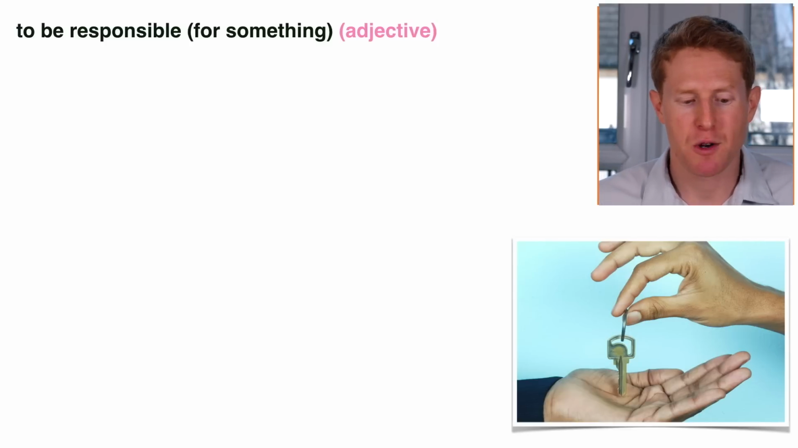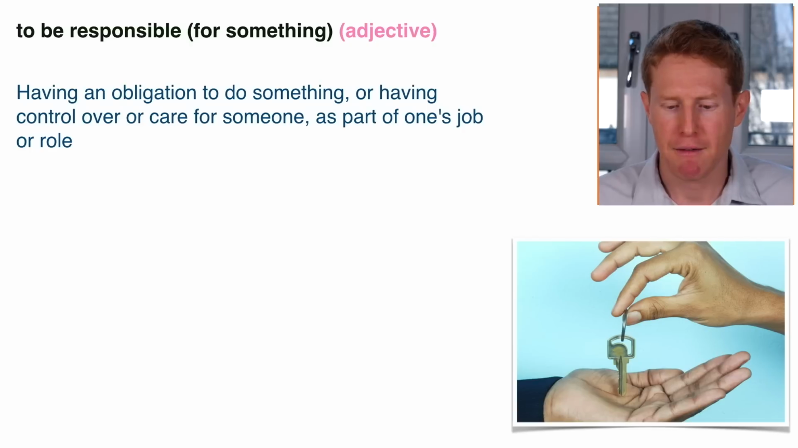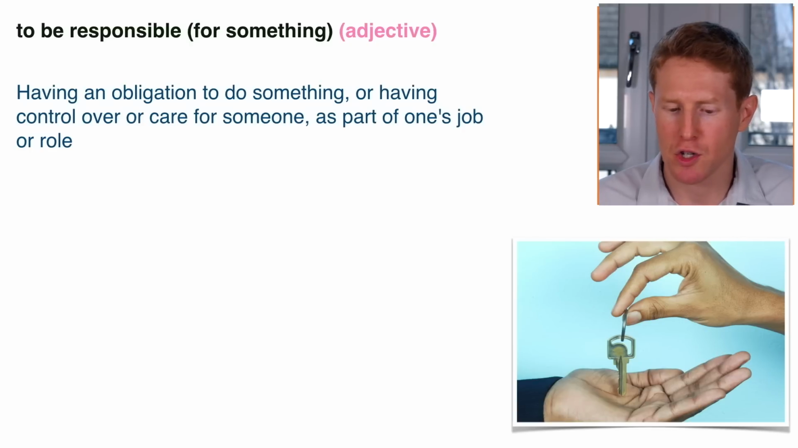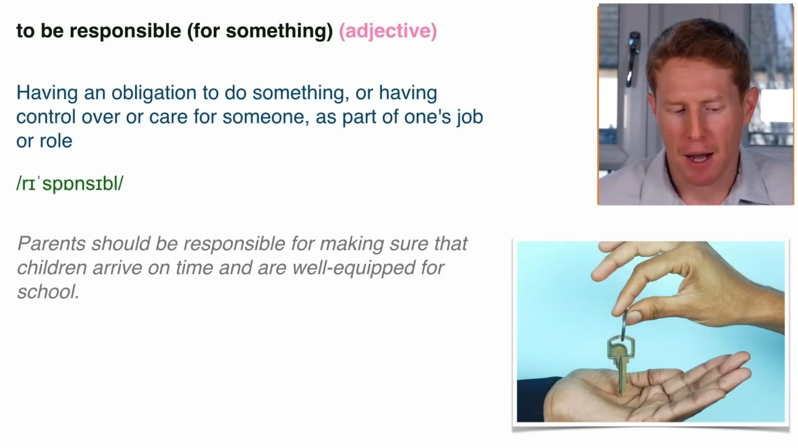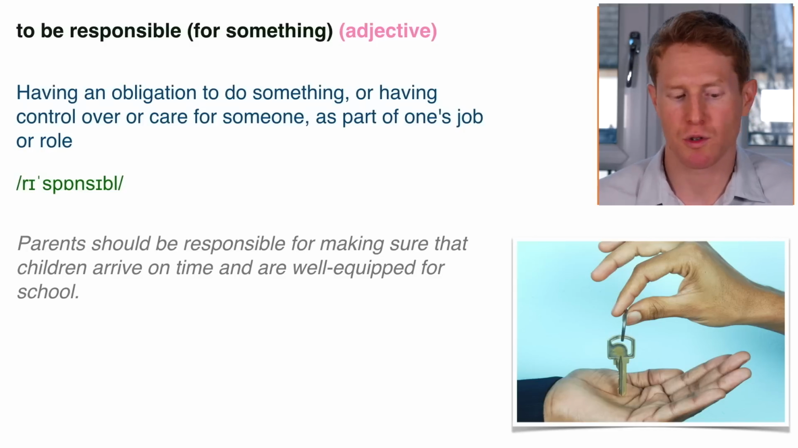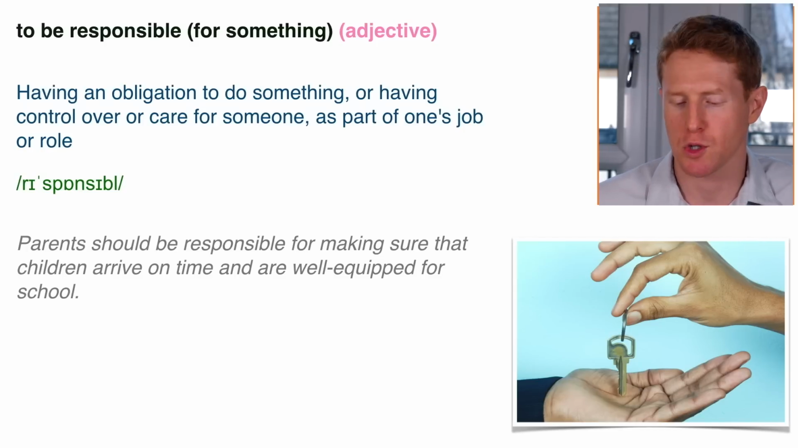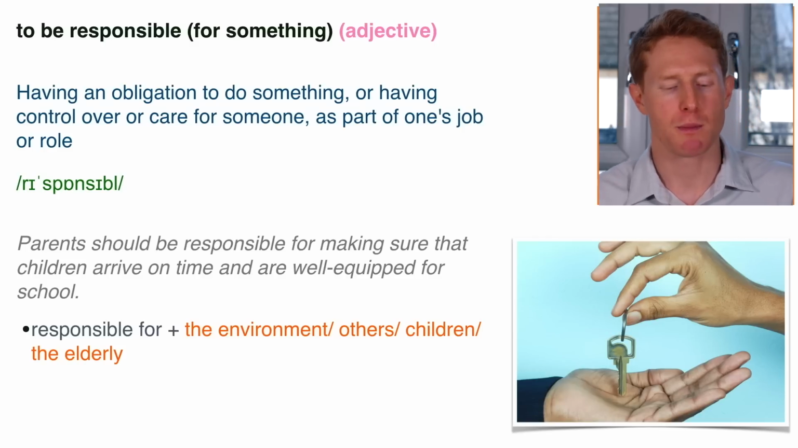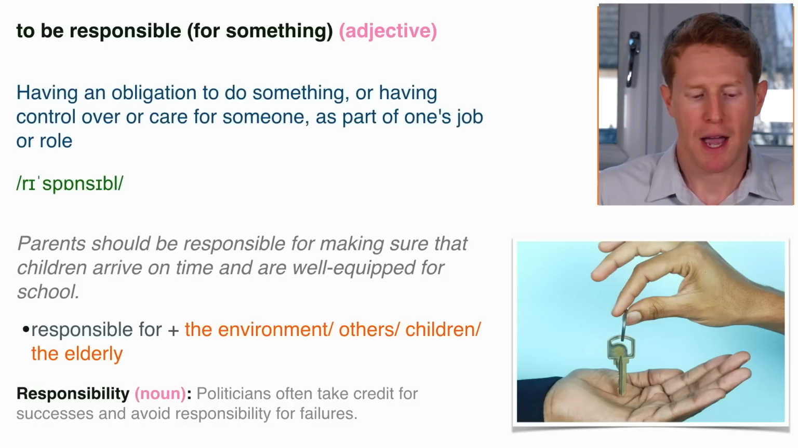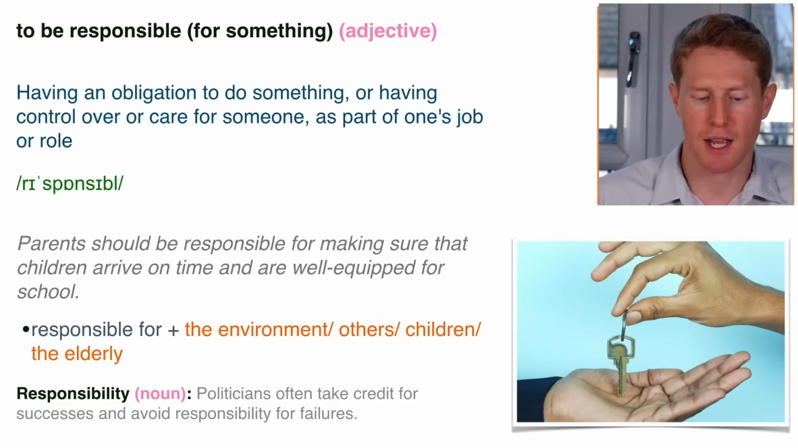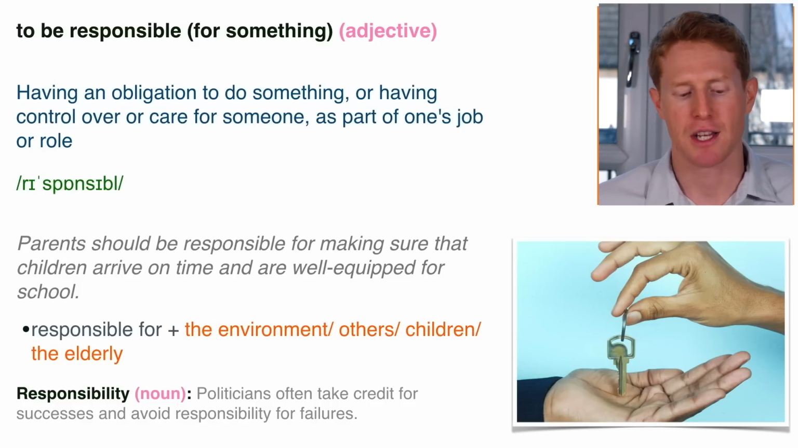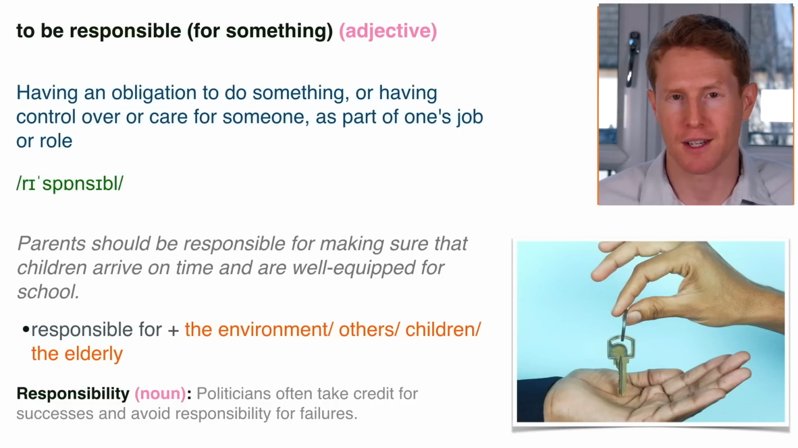The next is to be responsible for something. So having an obligation to do something or having control over or care for someone as part of one's job or role. So responsible. Now, parents should be responsible for making sure that children arrive on time and are well equipped for school. So we can be responsible for something like the environment, others, children, the elderly, and we have the noun form responsibility. Politicians often take credit for successes and avoid responsibility for failures.